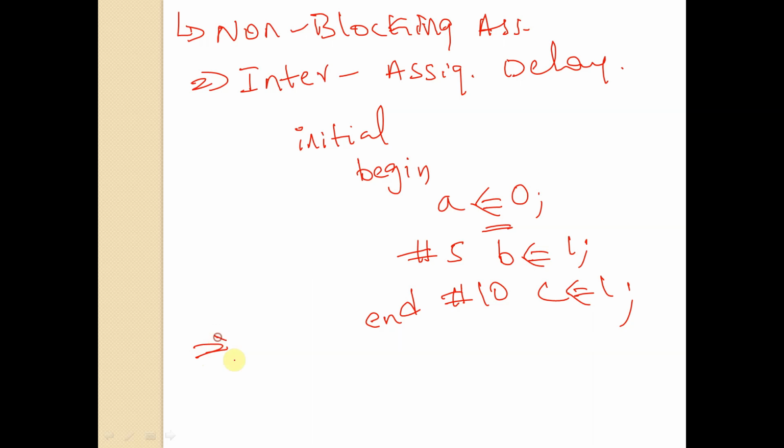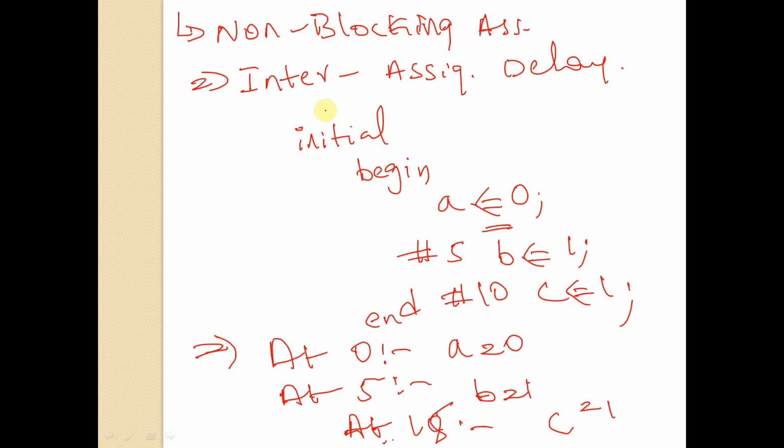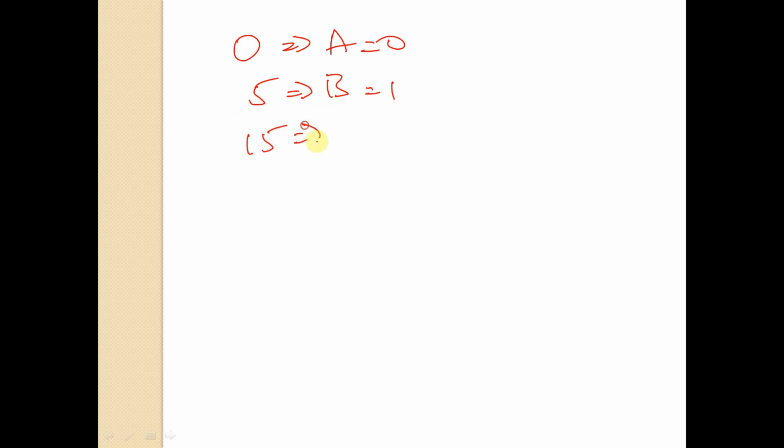So here, let us guess the output. At 0 time units, we are getting the value of a, which is equal to 0, and at 5 time units, we are getting the value of b, which is equal to 1, and at 15 time units, we are getting the value of c, which is equal to 1. So at 0 time units we get a is equal to 0, at 5 time units b is equal to 1, and at 15 time units c is equal to 1.